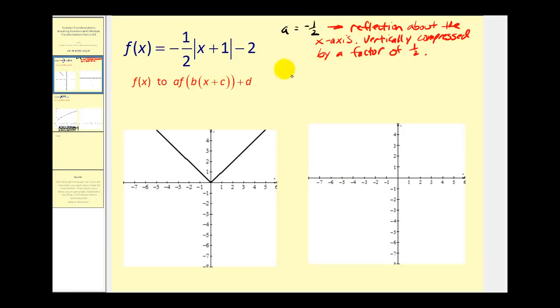Next, c is equal to positive 1, and if we see x plus 1, that means this graph would be shifted left 1 unit. And d would be equal to negative 2, which means the graph is also shifted down 2 units.